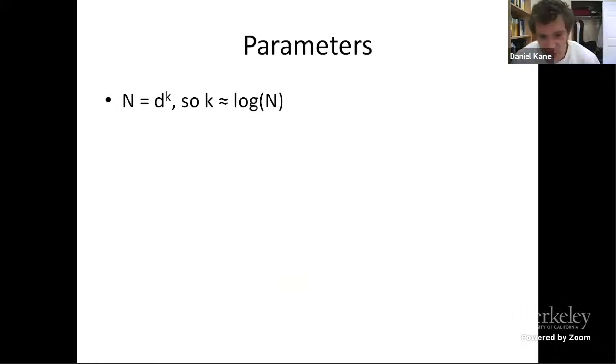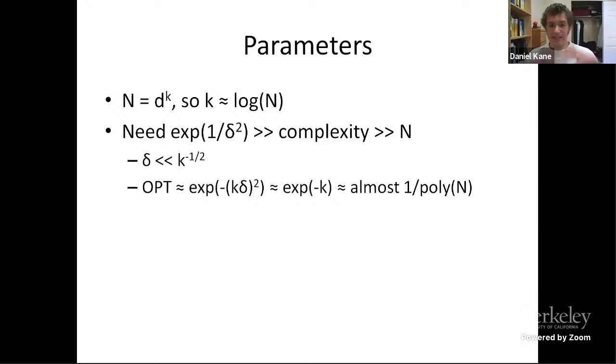And so just looking at the parameters here, this is the dimension of the underlying LTF. This is d to the k, so k is approximately log n. We need that exponential of 1 over delta squared, which is the error to which we match moments, to be bigger than the complexity. It has to be much bigger than n. So delta is going to be smaller than about k to the minus a half. And the opt that we get is like e to the minus k delta squared, which is about e to the minus k, which is almost inverse polynomial in n.